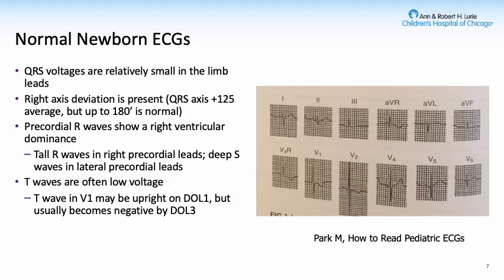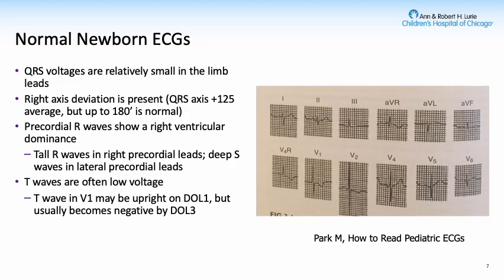QRS voltages in the normal newborn ECG are small in the limb leads. I love this book. It's by Park, and it's called How to Read Pediatric ECGs. And it goes through step by step different ages of normal, newborn to 1 month to 6 month olds. How do you read ECGs, and what do you expect to see in each of the leads, the limb leads and the precordial leads. And so what you expect in the normal newborn ECG is that the QRS voltages in the limb leads are going to be small. That's pretty normal. Like we said, you should have right axis deviation.